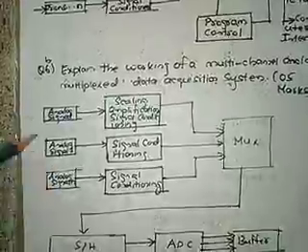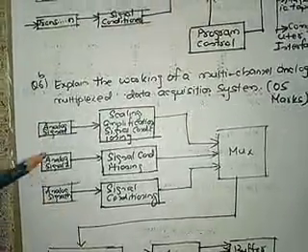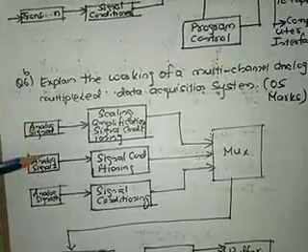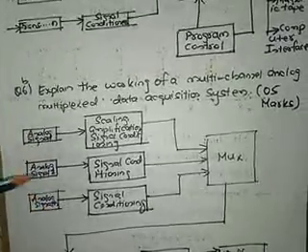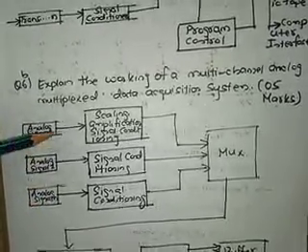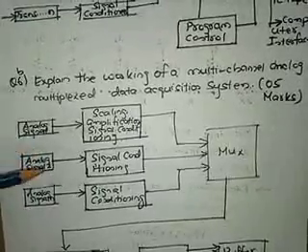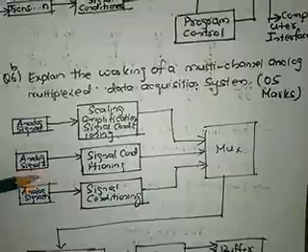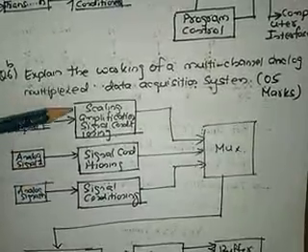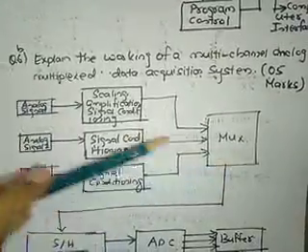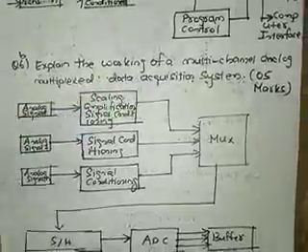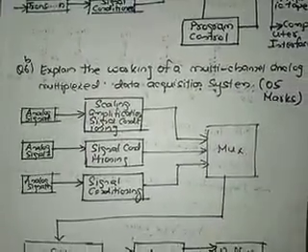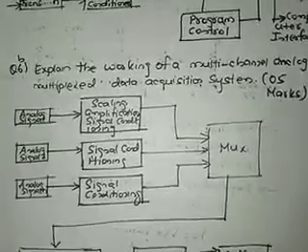The first block is the analog signal, which is the input signal. Multi-channel, the name itself indicates that there are many channels, so input channels are more than one. That's why it is called multi-channel. Analog signals are employed here. Multiplexed means a mux, or multiplexer, is used. So that is the multiplexed data acquisition system. A data acquisition system is the system which is meant for acquiring the signals.